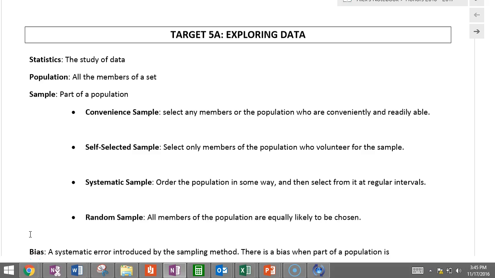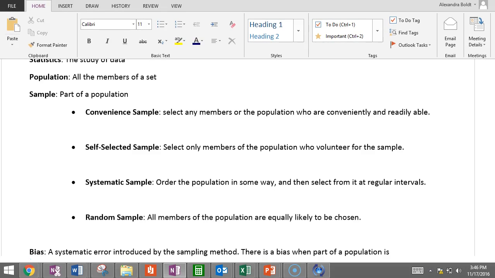Anytime we're talking about statistics, we have what we call the population, which is all the members of what you're trying to study, and a sample, which is just a portion of what you're trying to study that you actually look at.